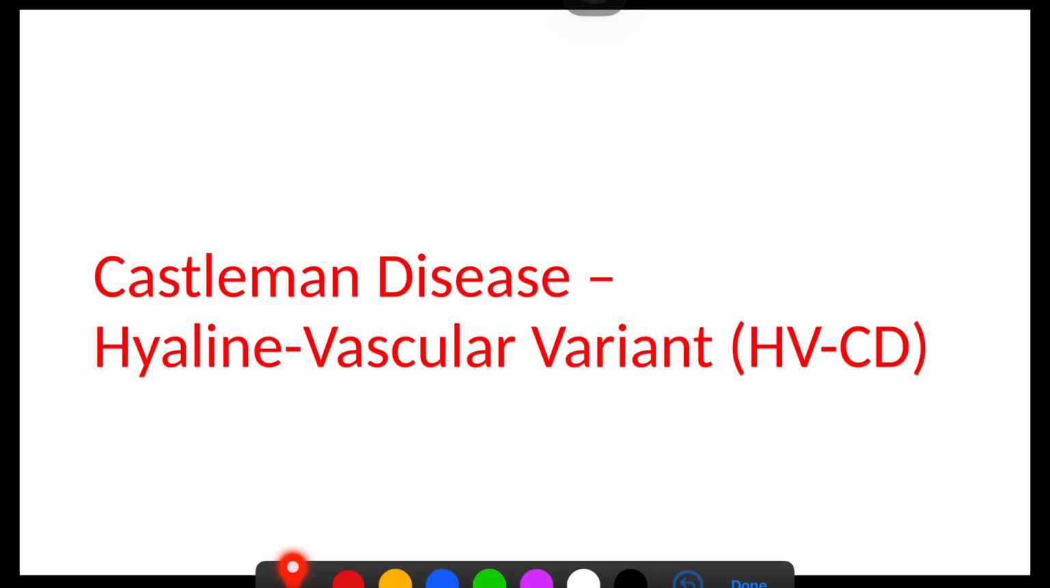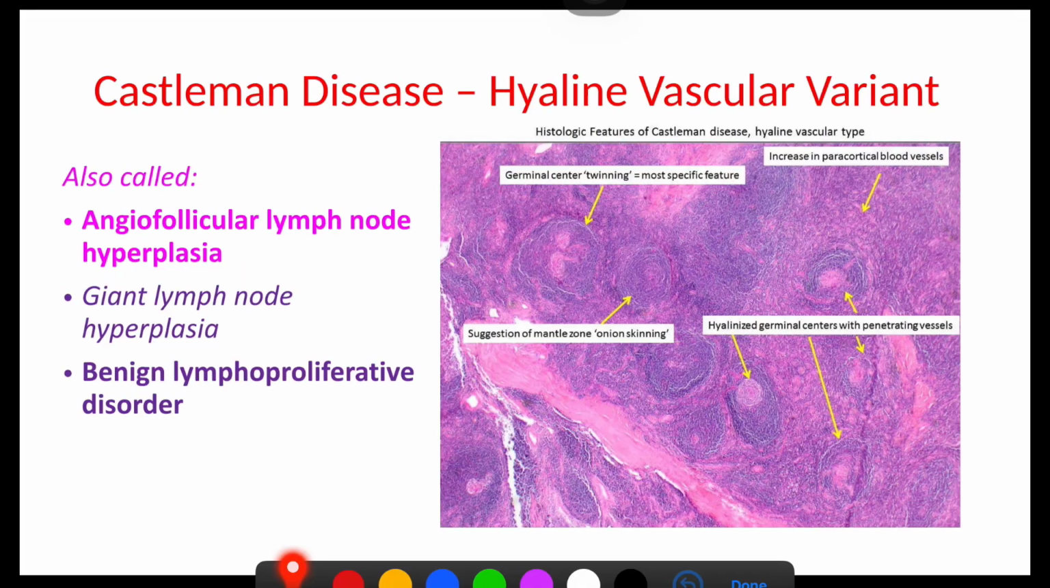Now, second is Castleman disease, particularly the hyaline vascular variant. It is also called angiofollicular lymph node hyperplasia or giant lymph node hyperplasia, and it is a benign lymphoproliferative disorder. If we remember the histological features, the most specific is germinal center twinning, where you find two germinal centers in one follicle.